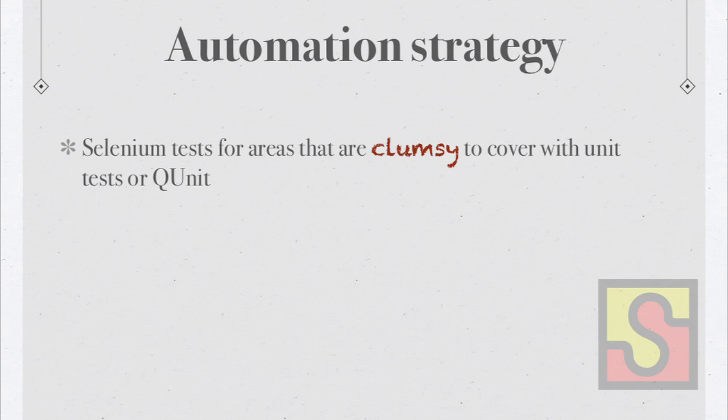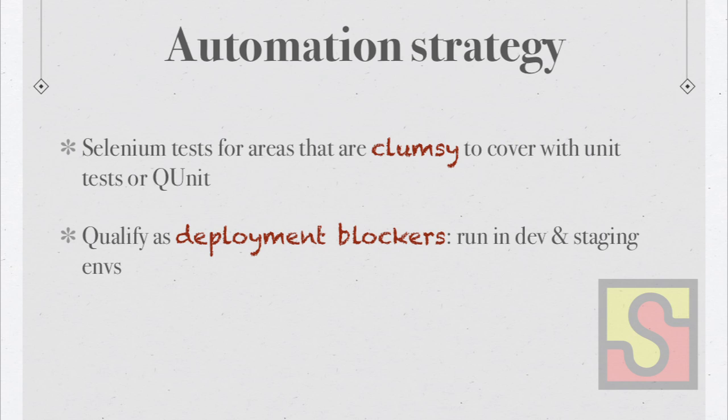So the automation strategy on our end for Selenium is pretty simple. We're going to automate areas that are, and I like this, Eric actually used this word today, clumsy. If it's clumsy to automate something using unit tests, or for Sumo, since Sumo uses jQuery, QUnit, and the team identifies that the risk is high enough, that this can't fail, do it in Selenium. Any Selenium tests that go into the suite automatically qualify as deployment blockers. Currently Sumo doesn't have hooks into the Selenium build, so manually someone verifies that the Selenium tests are passing. But the long-term goal is to put the hooks in and absolutely make it a deployment blocker.